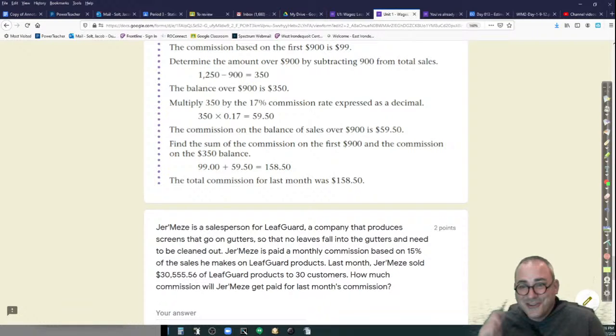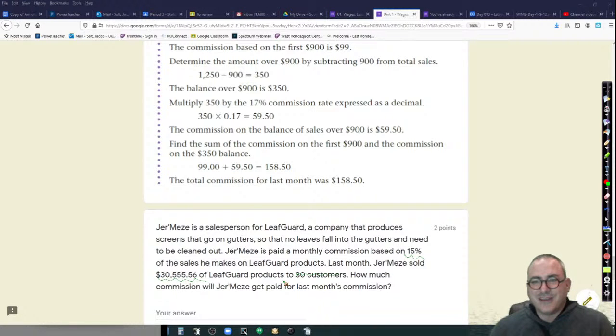Hey, you know what? That's not actually necessary for this, right? This is what we call extraneous information. I don't really need to know that there's 30 customers there. Sometimes the Regents will throw in this extraneous information because in the real world you have to know what's relevant and what's not. In this word problem, I don't need to know how many customers it was. So if you use that 30 in the problem, that'll just confuse you.